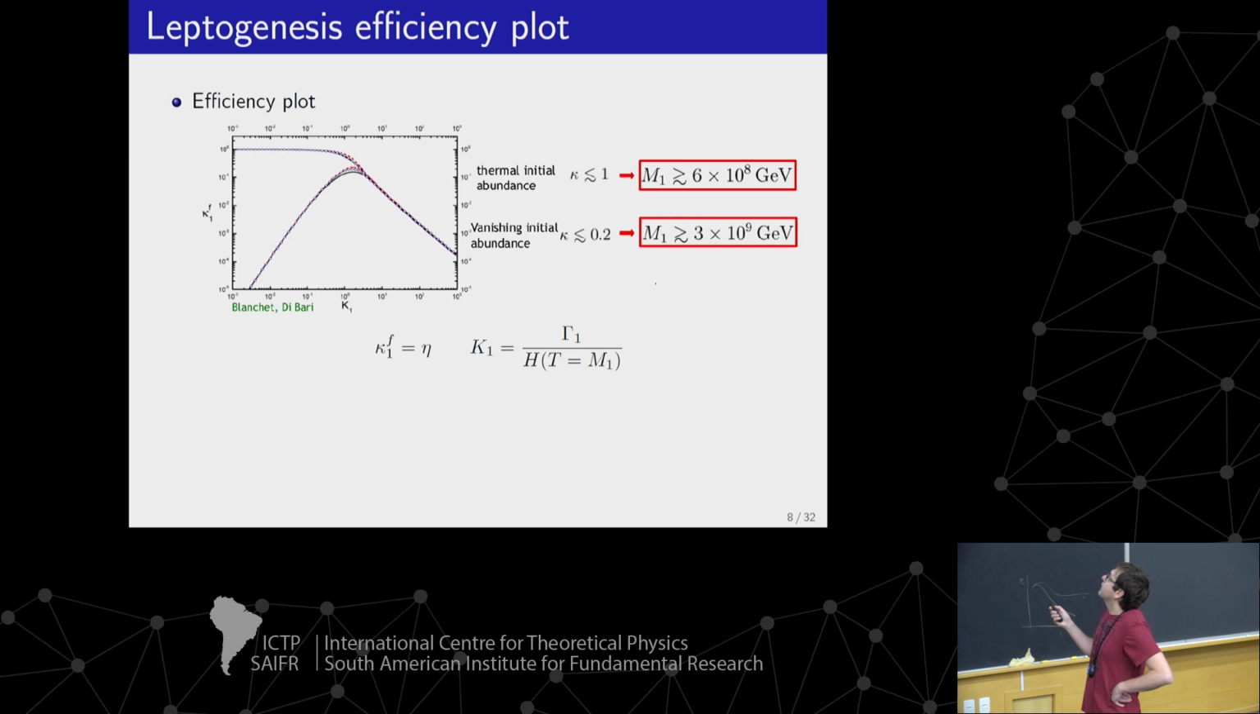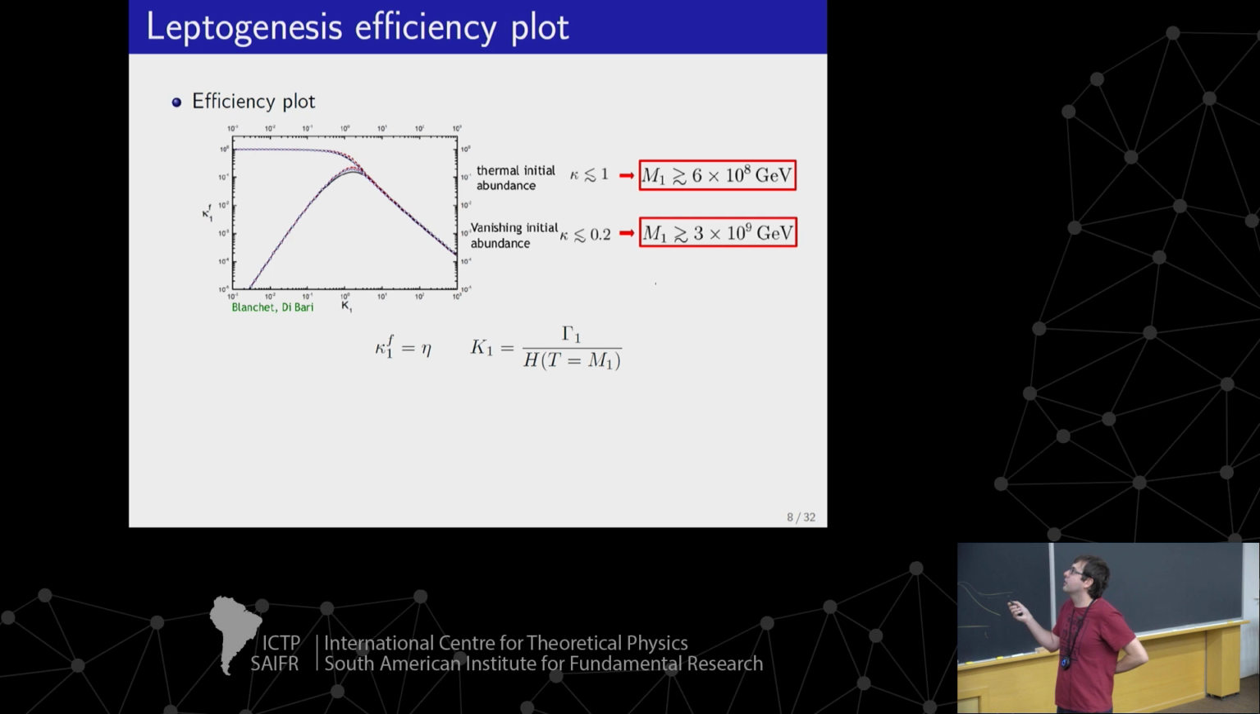Instead, when you have thermal initial abundance, your efficiency can also be 1 when this is very small. So when this gamma 1 is much smaller than the Hubble rate, you are out of equilibrium, and for the thermal initial abundance you have almost 1 efficiency. When this starts to become bigger, then the efficiency drops.